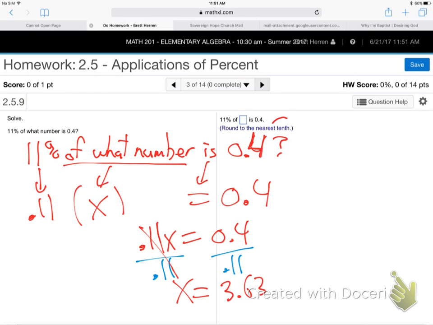Oh, you're right, good observation. Yeah, it says up here in the blue. The blue is where they tell you what they want: round to the nearest tenth. So 3.63. Remember, the tenths place is one place after the decimal. So we'll just round it to 3.6.